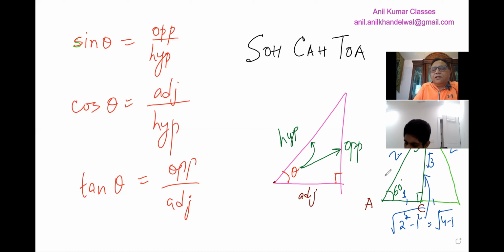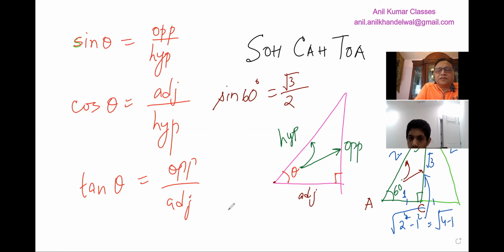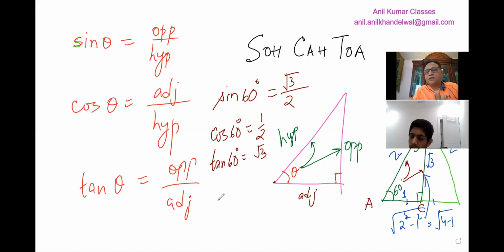In that case, can you tell me what is sine of 60 degrees? Sine of 60 degrees is square root of 3 over 2. Very good. Opposite side, which is square root 3 over 2. And what is cos of 60 degrees? Cosine of 60 degrees is 1 over 2. And tan of 60 degrees is radical 3 over 1. Correct. So that is how we can find the values of the ratios in a given triangle.